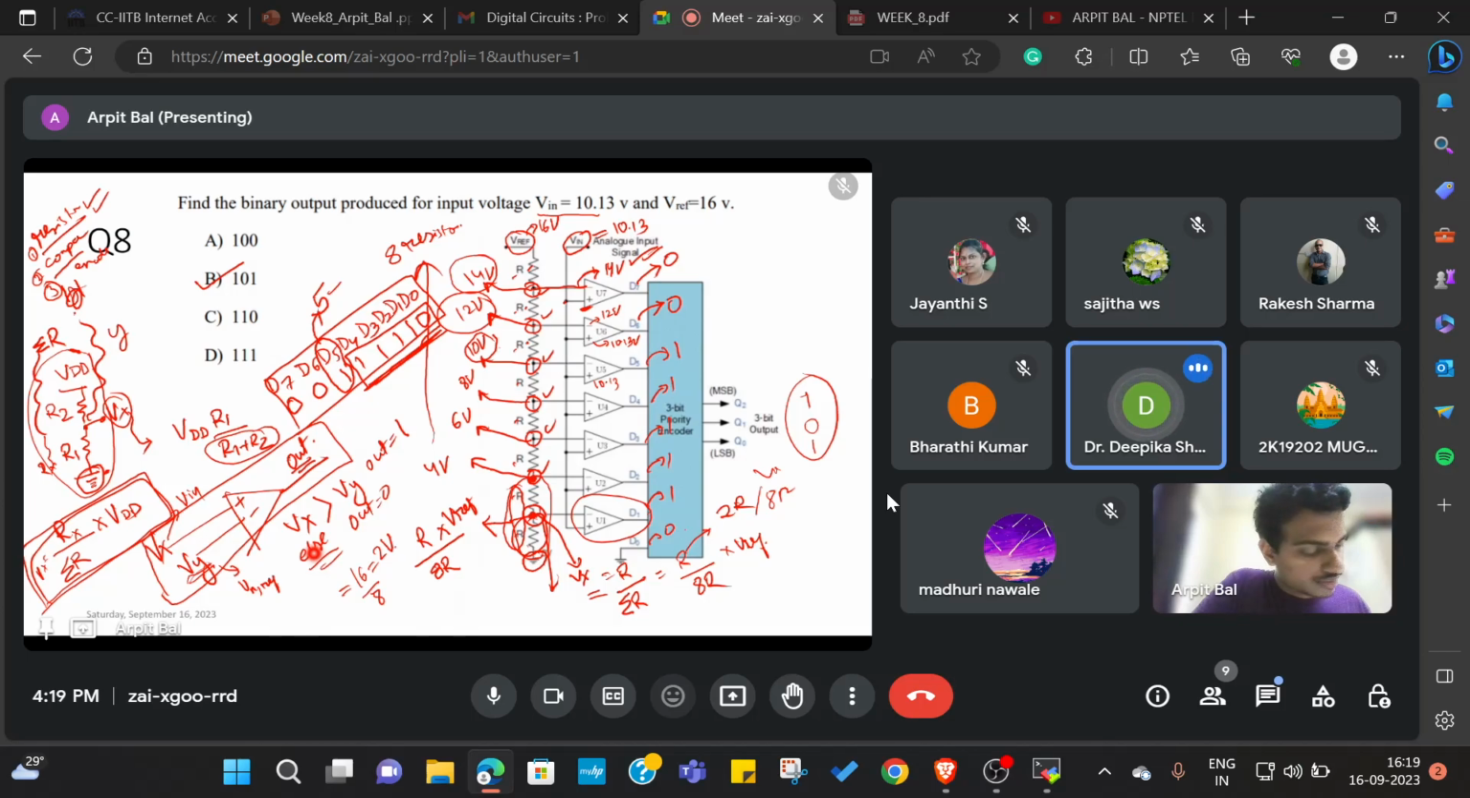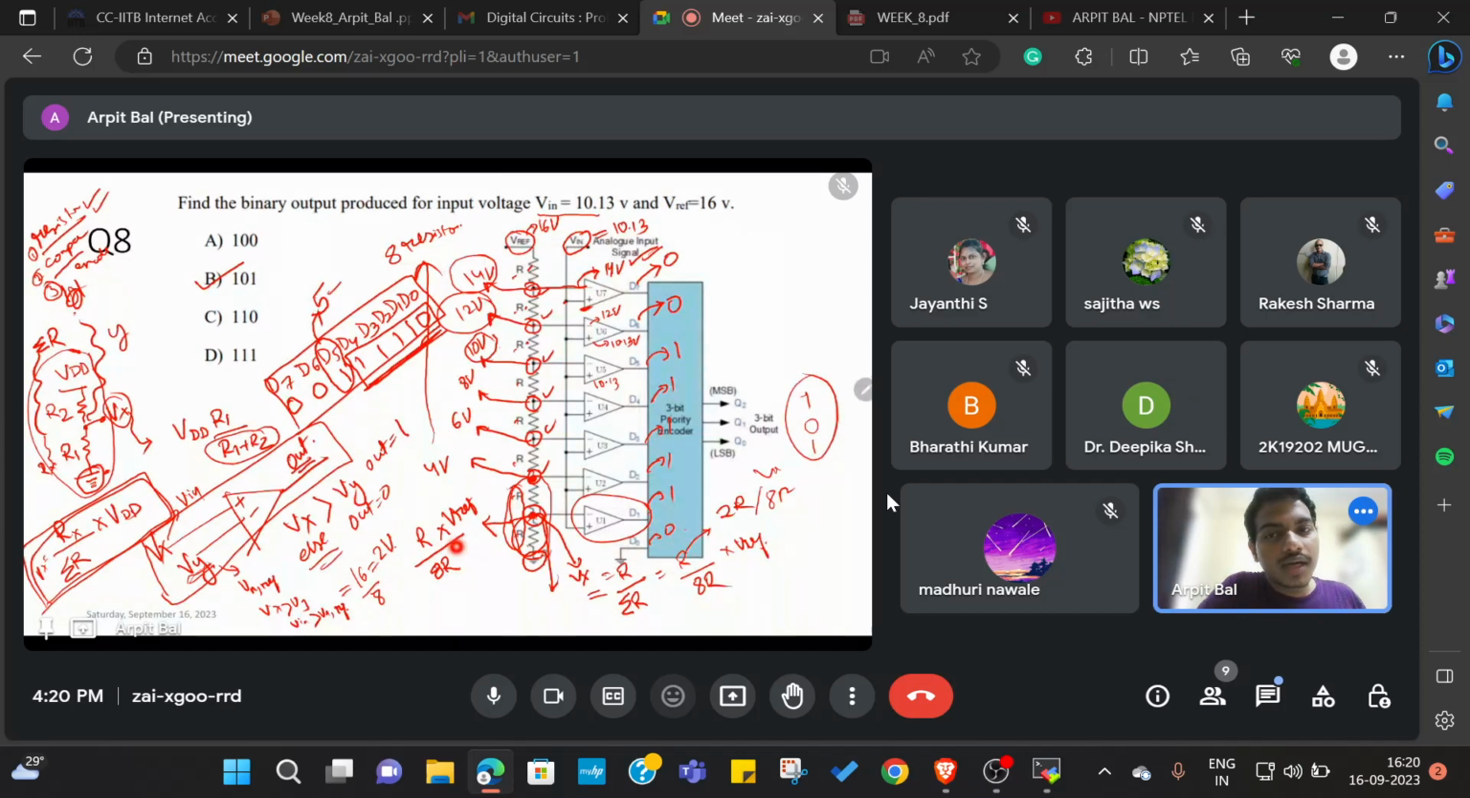Vx greater than Vy, or Vin greater than Vref. Correct. So that's what I am observing: which comparators are giving me 1. It means in which of the cases is my Vin greater than the Vref. What we observe is that Vin is given as 10.13 to us.